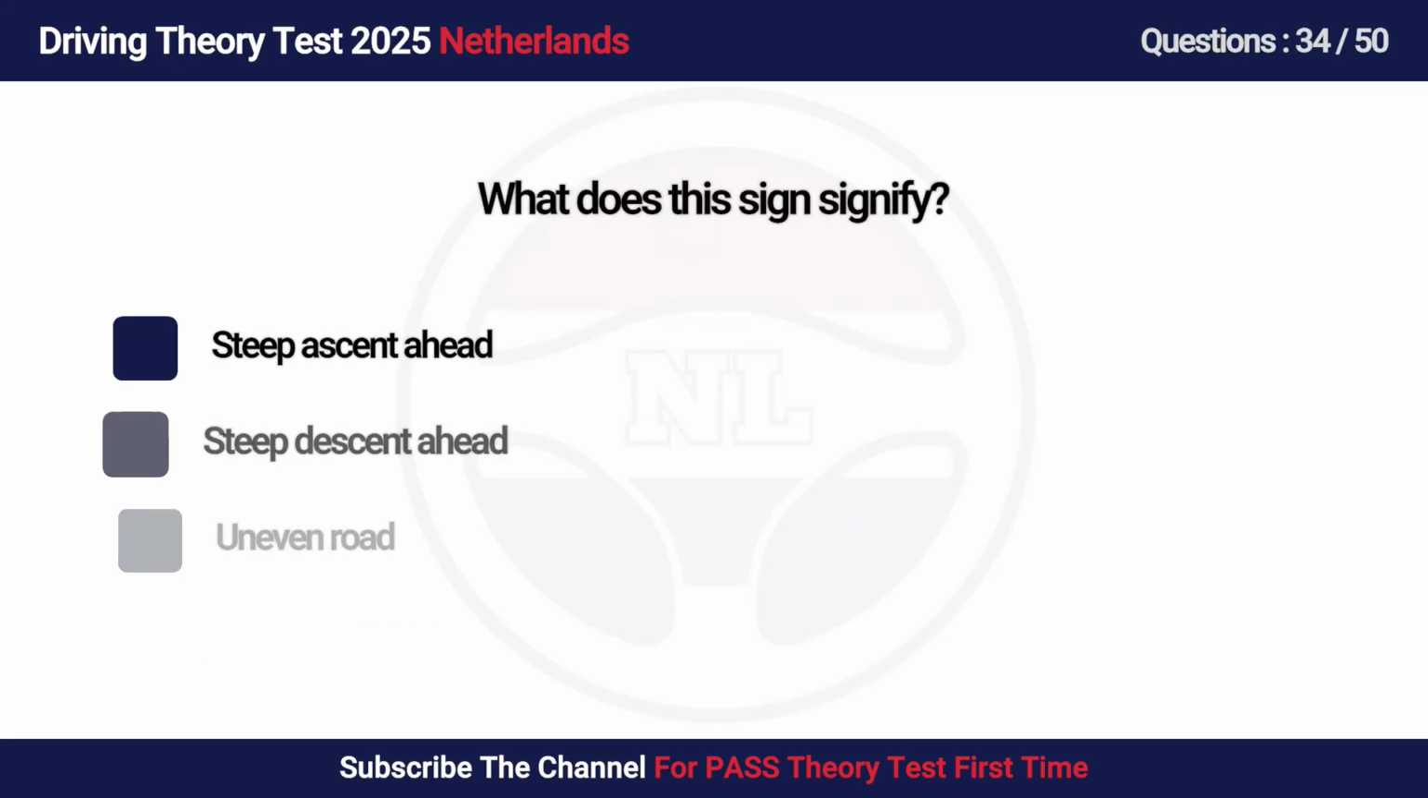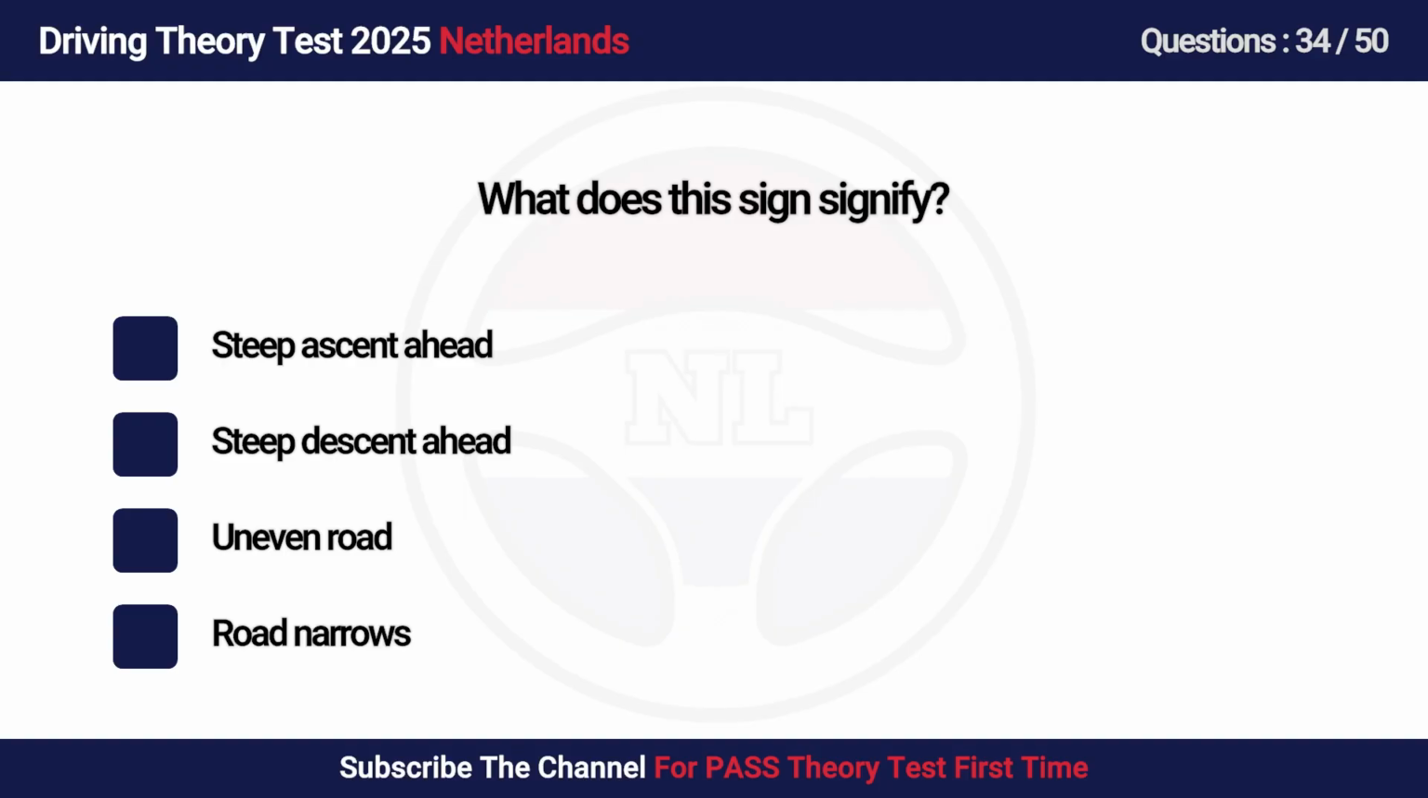Question 34. What does this sign signify? A. Steep ascent ahead. B. Steep descent ahead. C. Uneven road. D. Road narrows.